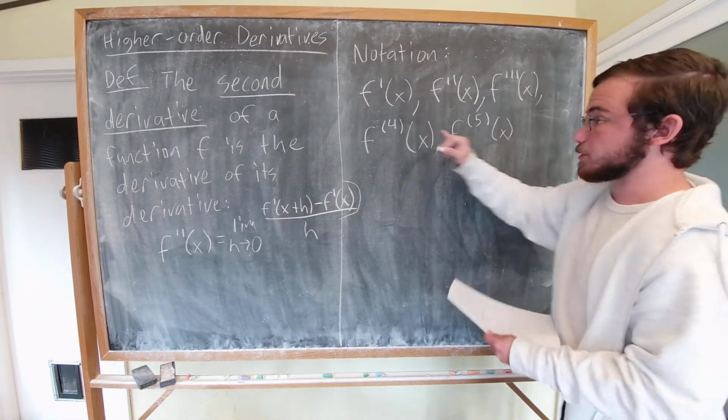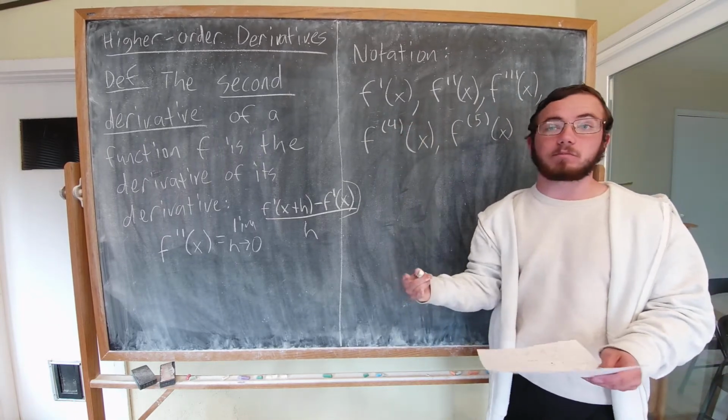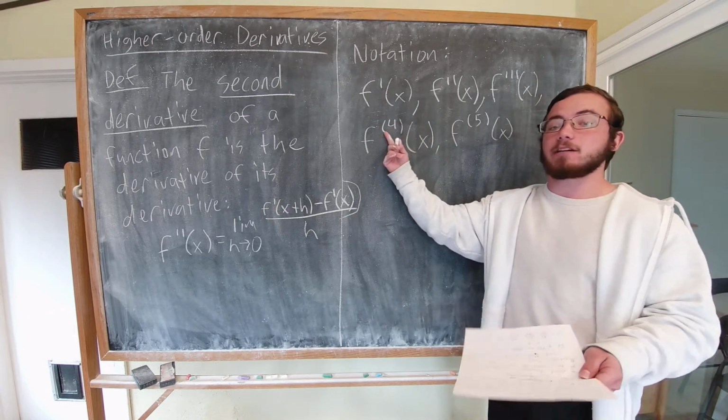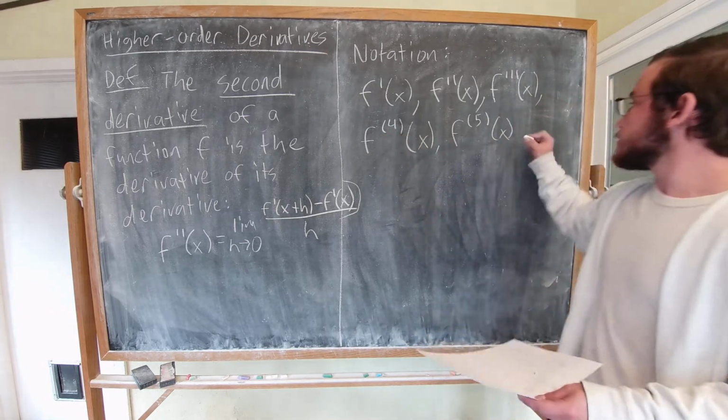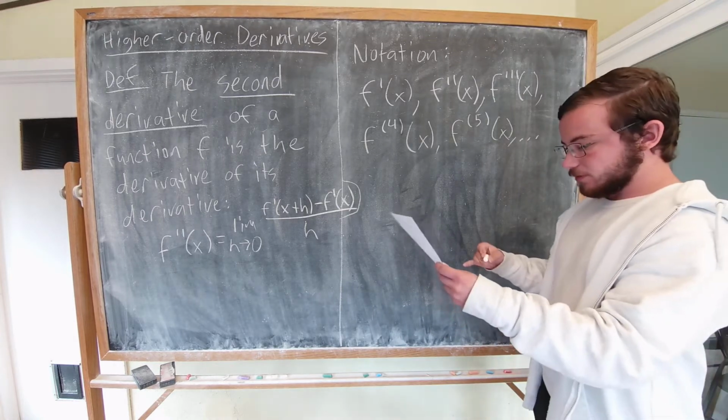It is important to put the parentheses around because otherwise you're talking about, hey, I'm multiplying the function by itself 4 times, but we don't want to be doing that. We want to be taking 4 derivatives. So on and so forth.